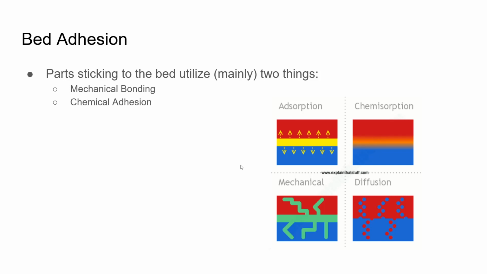Adsorption is a little bit different. Adsorption is basically those weak forces that I keep talking about, like the van der Waals and the hydrogen bonding, that cause the plastic to kind of align with whatever medium you're printing on top of. So that's what adsorption is, those weak forces.